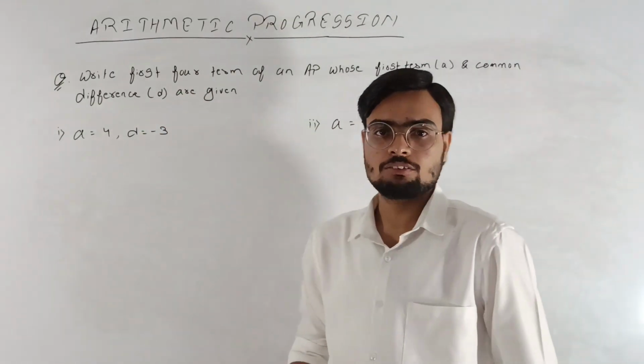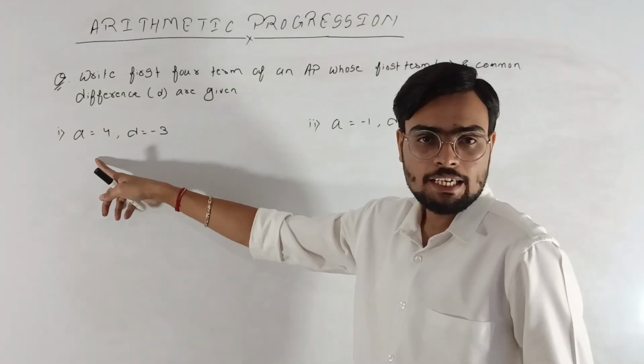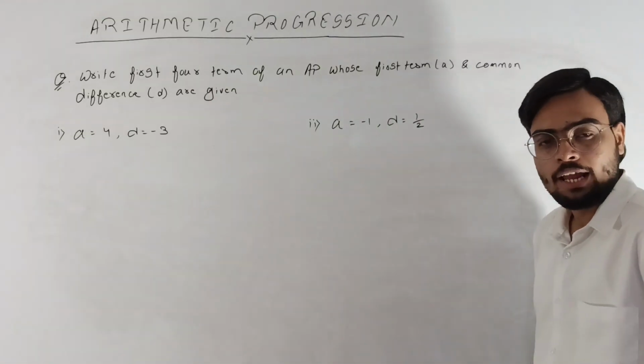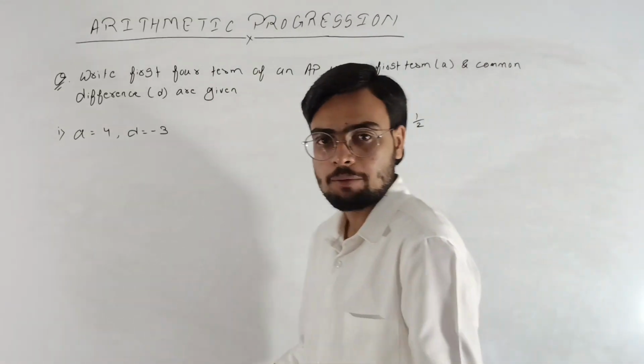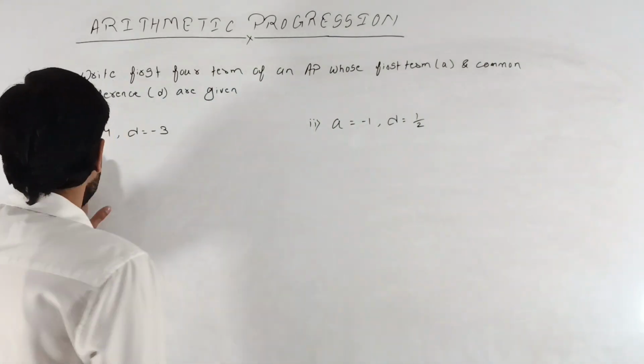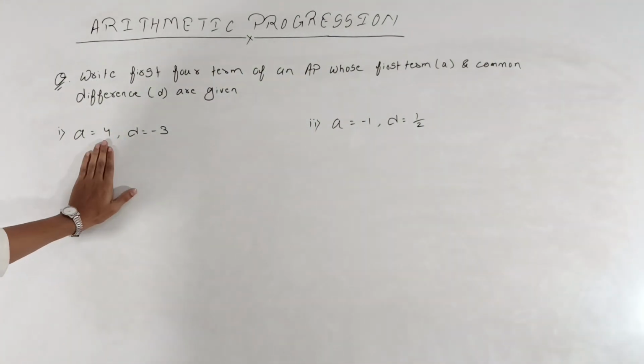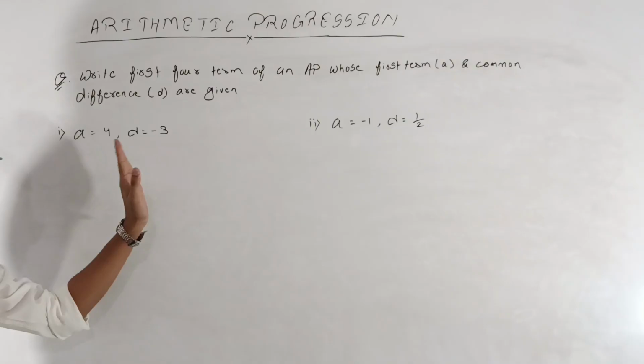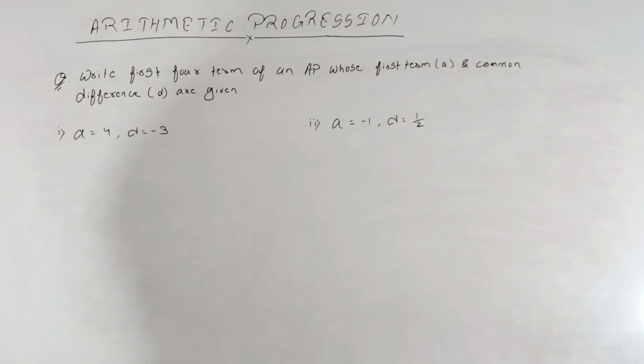Now look, we have an AP whose first term, that is a, and common difference d are given, and we have to write the first four terms of this AP. So look, first look at this. a is 4, that is the first term, and d is minus 3, that is the common difference is minus 3. So we have to write the first four terms.